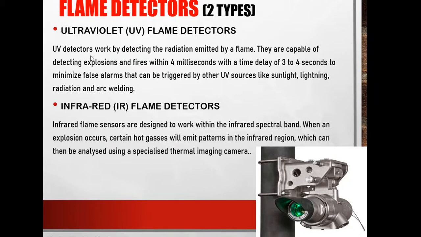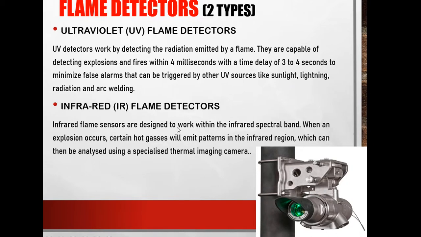So the ultraviolet works by detecting the radiation emitted by a flame. They are capable of detecting explosions and fires within 4 milliseconds. So they are really fast, much faster than the heat detectors, with a time delay of 3 to 4 seconds to minimize false alarms that can be triggered by other ultraviolet sources like sunlight, lightning, radiation, and arc welding. Because they are like cameras, other things can trigger them too. That's why you also need your voting logic.